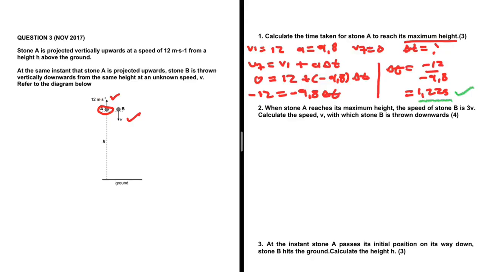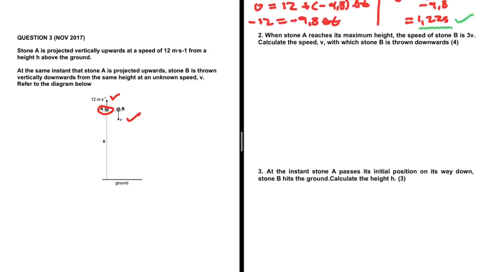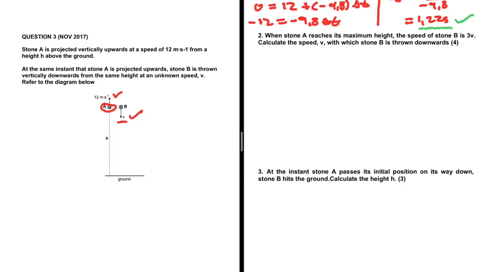But take a look at the question that follows. Question 2 says that when stone A reaches its maximum height, the speed of stone B is 3v. They are projected at the same time, right? When stone A is being projected upwards, stone B is being projected downwards with an initial velocity of v. But when stone A reaches its maximum height in 1.22 seconds, the speed of stone B is 3v. The question is saying calculate the speed v with which stone B is thrown downwards.